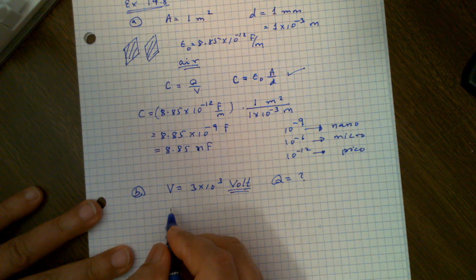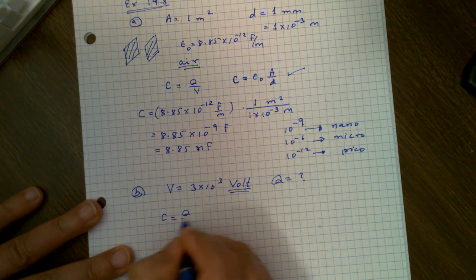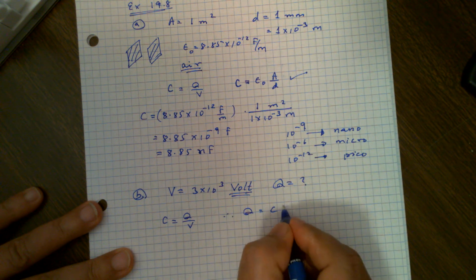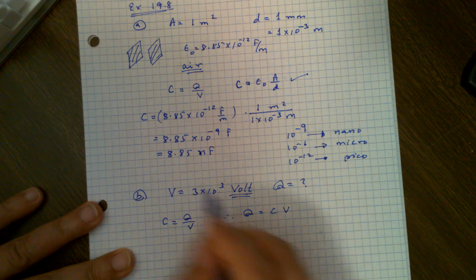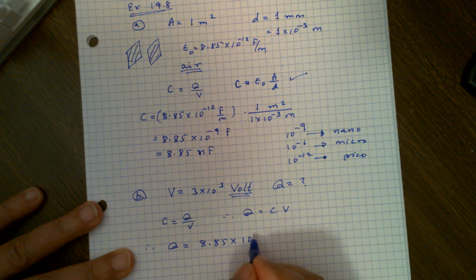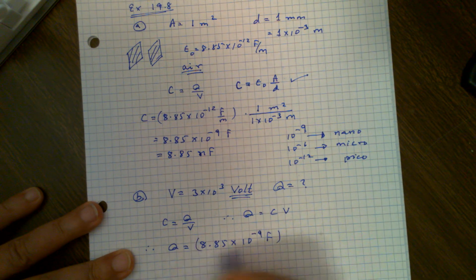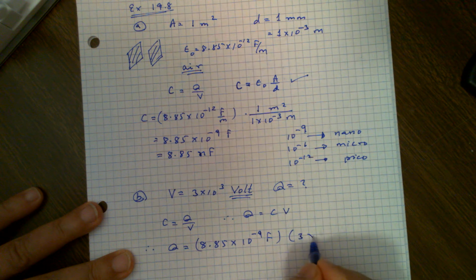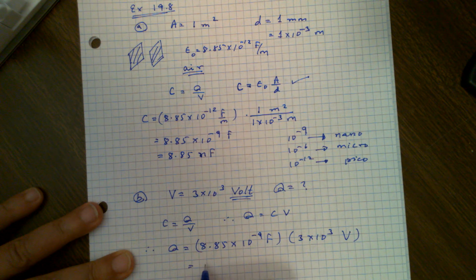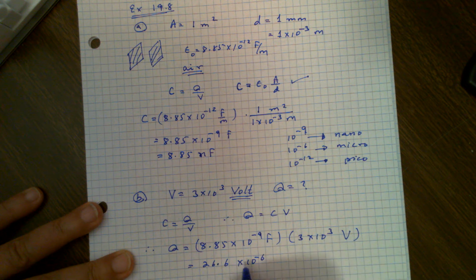Now, what about our capacitance? C is equal to Q by V. We want to find Q, therefore Q is equal to C times V. We already know what C is from above. Therefore Q is equal to, C is 8.85 nanofarad, 10 to the power negative 9 farad, and V is 3 times 10 to the power 3 volts. If I multiply it out, the answer is 26.6 times 10 to the power negative 6, because minus 9 and plus 3 gives negative 6.